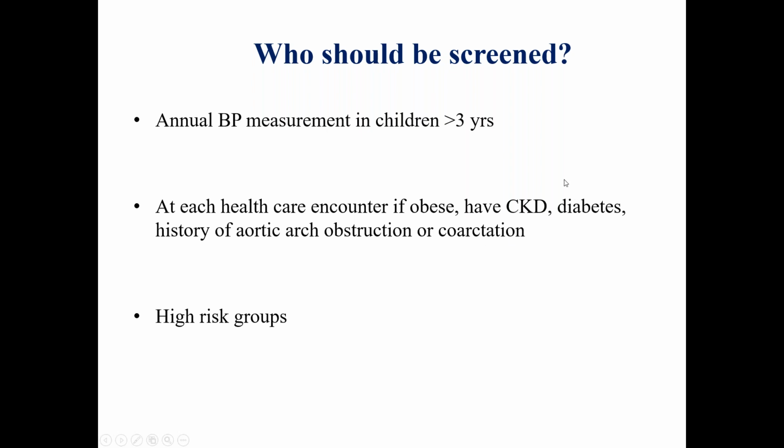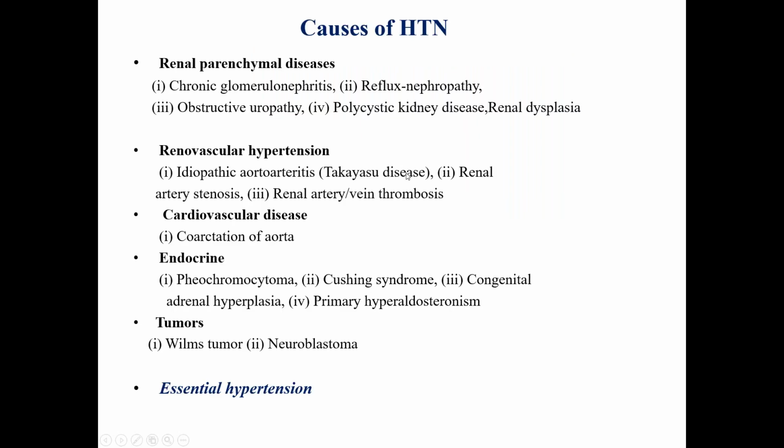But if they are obese, or if they have underlying chronic kidney disease or diabetes, or if there is a history of underlying cardiac disease, or if the baby was born in a high-risk group, that is preterm, stayed in the nursery, required ventilation, etc. So all these children should have a blood pressure measurement at each OPD encounter, or at least during hospitalization.